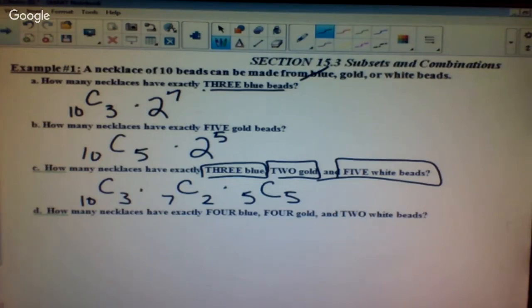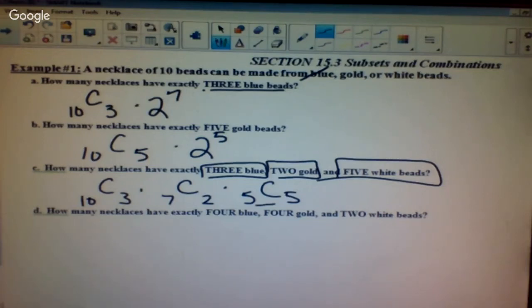Up here we had to tag on times 2 to the whatever. Here, I don't have to. When you have to piece them together, and this last one comes out to be 5C5, where it's the same number and the same number, you know you're done. You filled in all of your beads. We filled in 3 plus 2 plus 5, which gave me 10.